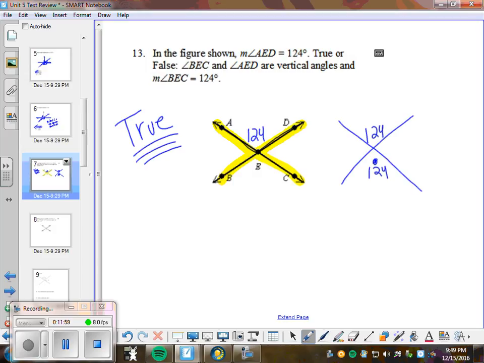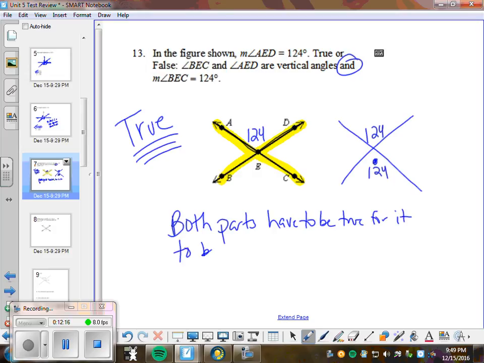Now, for a statement to be true when you have two things with an and, both parts have to be true for it to be true. Both parts have to be true for it to be true. If one part was false, then the whole statement is false. The entire statement is false.